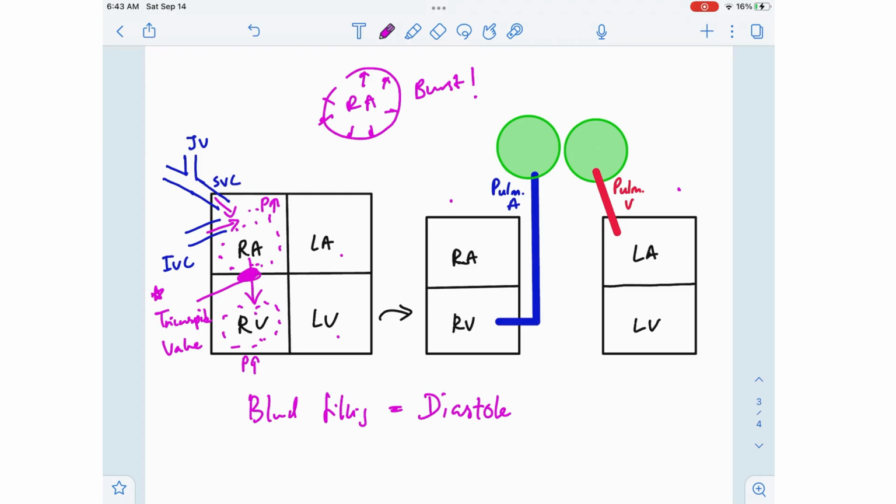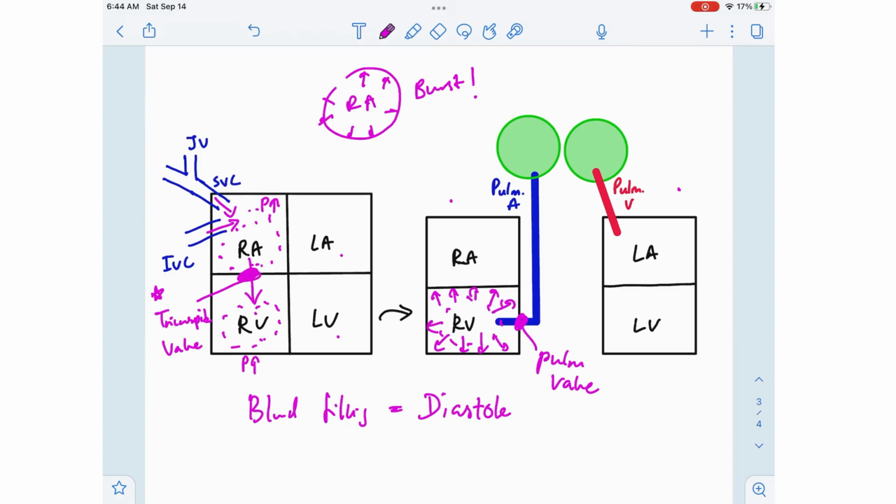Once all the blood from the right atrium reaches the right ventricle, your tricuspid valve will close. Now you have a right ventricle full of blood, right? With the tricuspid valve closed, this blood is going to exert pressure against the walls of the right ventricle, causing it to contract, right? So when the pressure inside the right ventricle goes up, it forces open the valve of the pulmonary artery, the pulmonary valve, right? Then what happens?